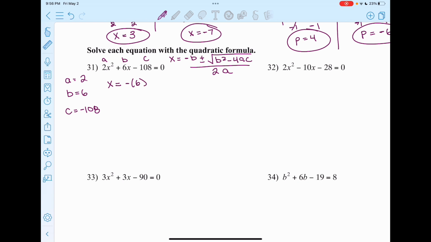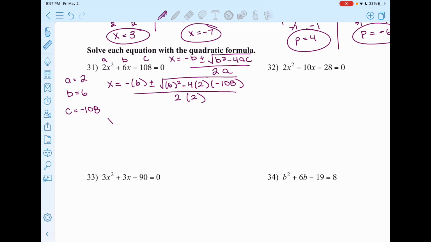So I have negative my B, which is 6, plus or minus 6 squared, minus 4 times A, which is 2, times C, which is negative 108, all divided by 2 times a, which is 2. Negative times 6 is negative 6. And if you use a calculator and plug in all of the stuff inside the radical, you will get 900. And 2 times 2 is 4.